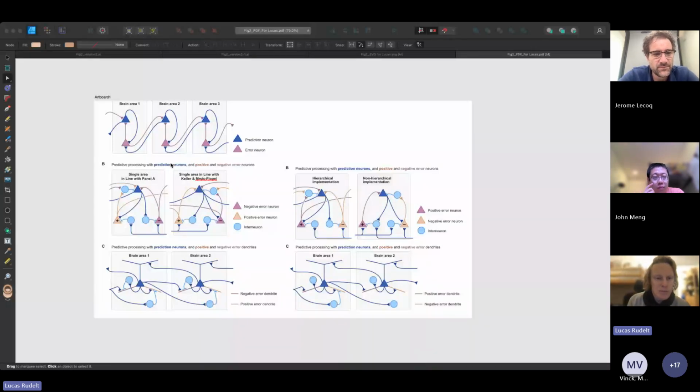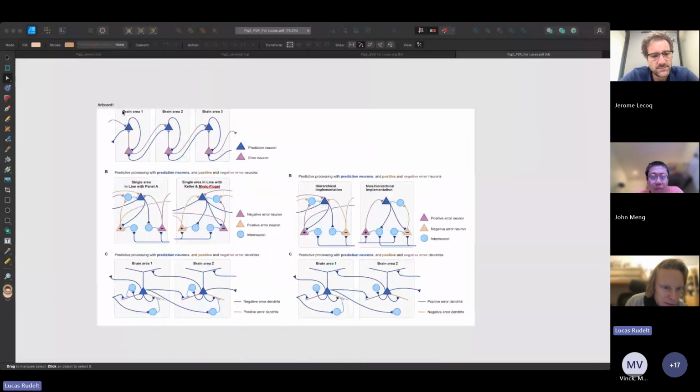All right, so we had a previous version where we had the classical hierarchical predictive coding shown here in panel A. Sorry, the A is cut out here. That's the top one. So this is just a classical hierarchical circuit. And then in panel B, we try to depict several proposals for how this could be implemented with positive and negative error neurons, because there's not really a consensus, or there are different proposals at least.